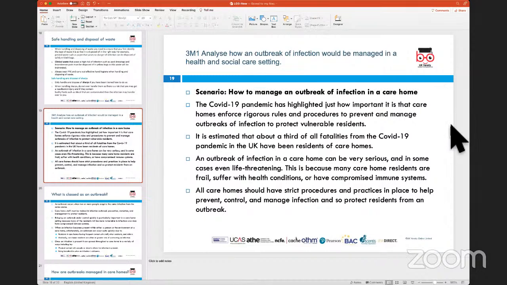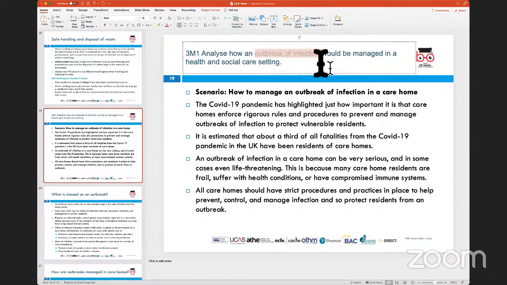A lot of people who were residents of care homes actually ended up losing their life. So the scenario that we would talk about, because we need to talk about an outbreak of infection, is we look at understanding what an outbreak is, how it is managed, but we are going to focus on what an outbreak is first. An outbreak in a location which is a health and social care setting, but specifically an example of a care home, and what the infection or the outbreak is. The outbreak and the infection that we're going to talk about is COVID-19.